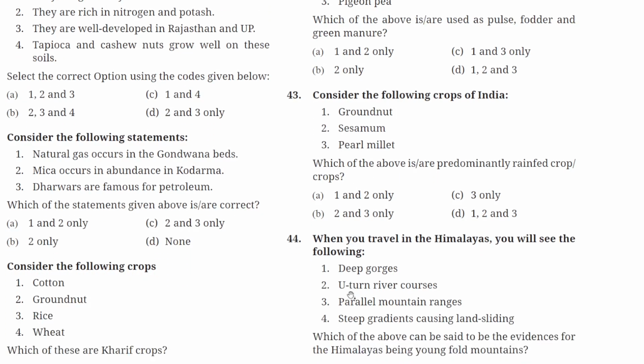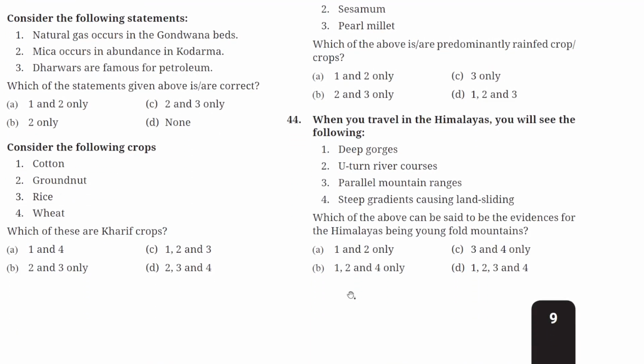Question number 44. When you travel in the Himalayas, you will see the following characteristics: deep gorges, U-turn rivers, parallel mountain ranges, steep gradients causing landslides. 1, 2, 3, 4, all the four can be seen. So moving forward.